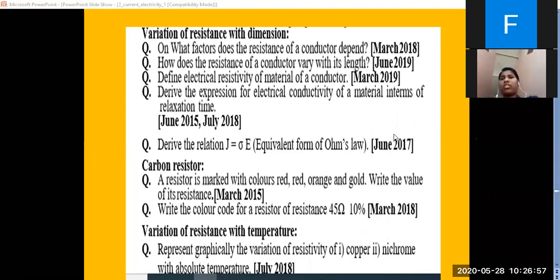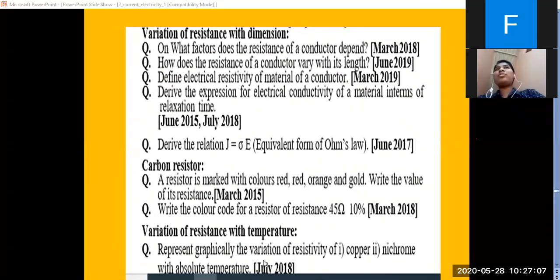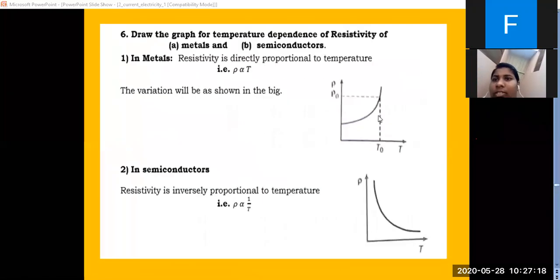So that is how you have to write the value of your resistance in terms of the color coding. Then, variation of resistance with temperature. Now, represent graphically the resistivity of copper and nichrome with absolute temperature. I showed you a graph here.